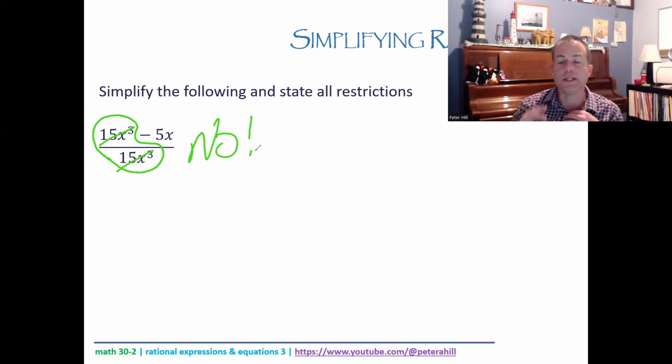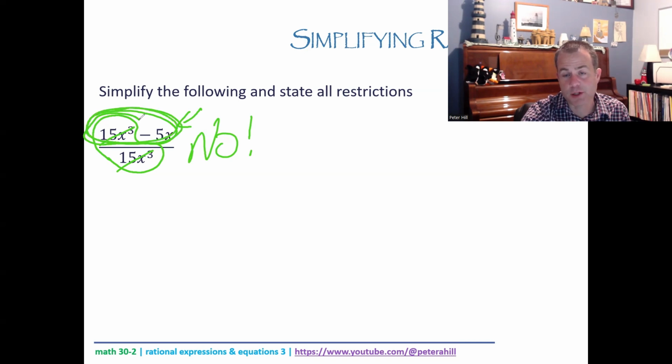When we cancel things out, what we're actually doing is we're dividing something from the top and something from the bottom. Okay. I can't do that unless the statement that I'm working with is all multiplication or division. Okay. If you look at this, this is not multiplication or division. This is actually a subtraction statement on top. It's not a multiplication statement on top.